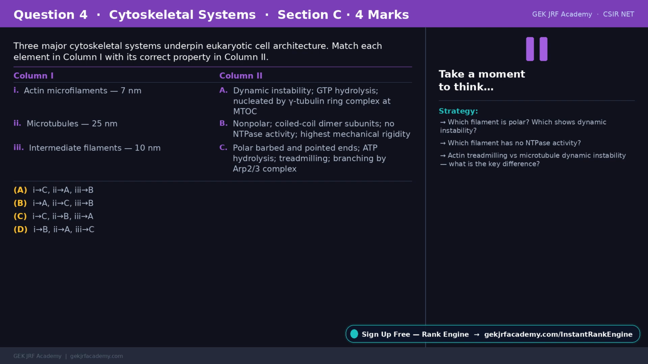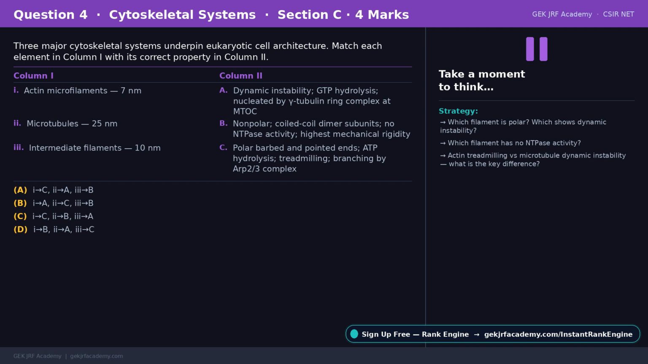Question 4. Section C pattern. 4 marks. Comparative type. 3 major cytoskeletal systems underpin eukaryotic cell architecture. Match each element in column I with its correct property set in column II. Column I. Actin microfilaments. 7 nanometers. Microtubules. 25 nanometers. Intermediate filaments. 10 nanometers.